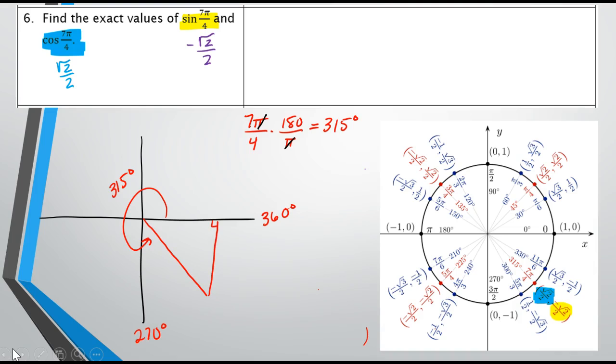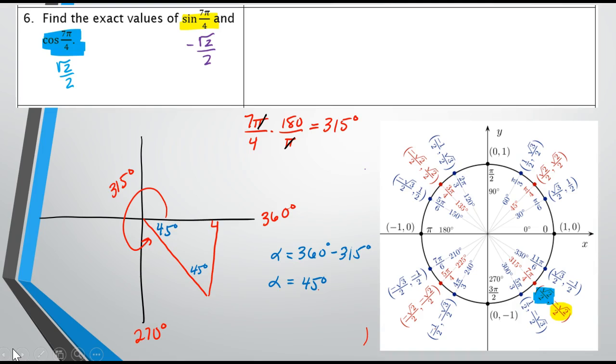Now I need to know what my reference angle is. In quadrant 4, to find your reference angle, you take 360 minus your angle. So 360 degrees minus 315 degrees would give you 45. So this right here would be your reference angle of 45. And if I know that angle is 45, I also know this angle towards the bottom is also 45. Now that I know that I have a 45, 45, 90 triangle, I'm going to fill in my missing sides.